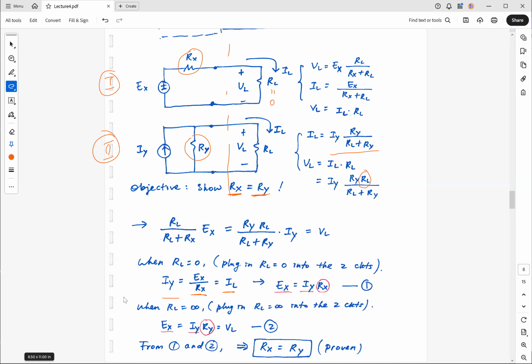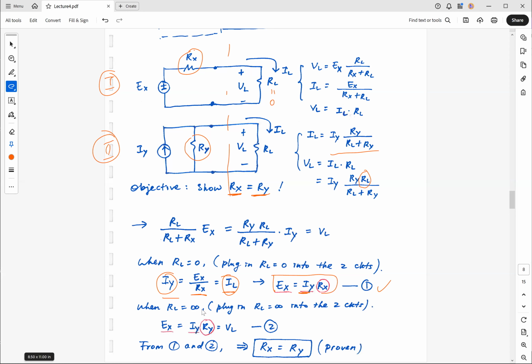So I have this relationship here. From here, I can rewrite it as this. If I were to write this equation in terms of IY, I can say EX is equal to IY times RX, because I know IY and IL are the same. So that is my first equation. Okay, so far so good, right? So we're just going to do the same for the other case.